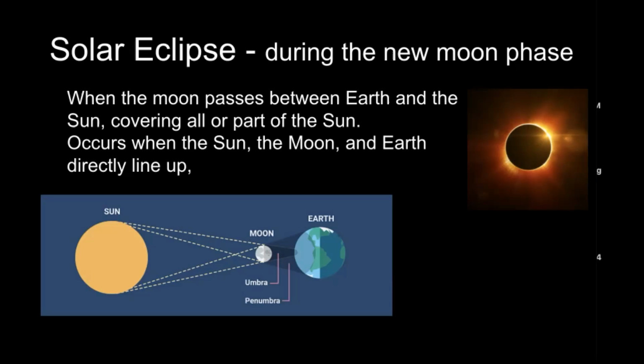However, if you are in this outer penumbra section that falls on Earth, you can see a partial solar eclipse. And if you're anywhere else on the planet, you won't see it at all.